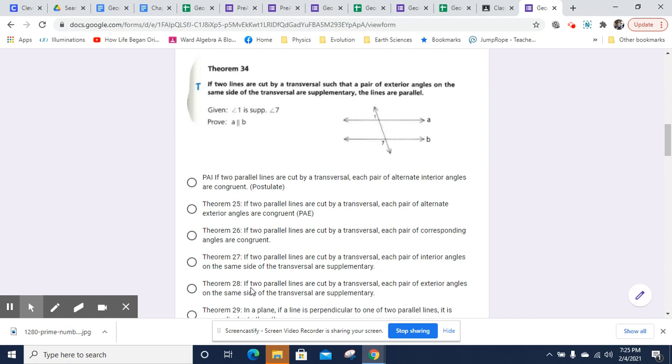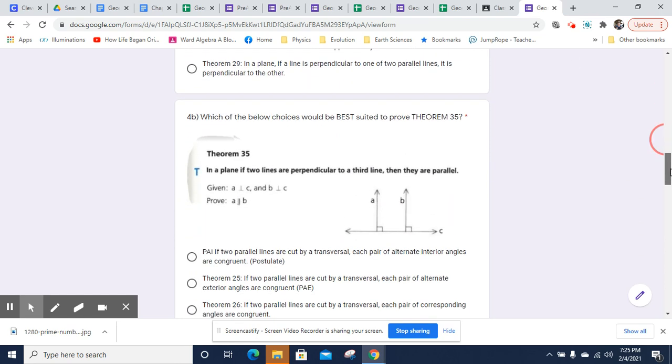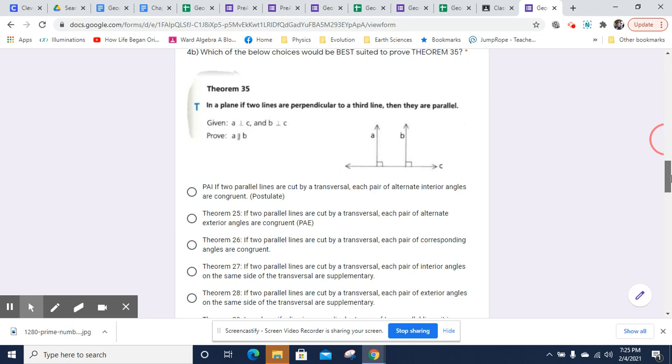So here it's if two parallel lines are cut, then you get this result. And here you've got if they're cut and you get that result, then they are parallel. So this is the one you want, just doing it in reverse. Okay, and you might be seeing a pattern here.